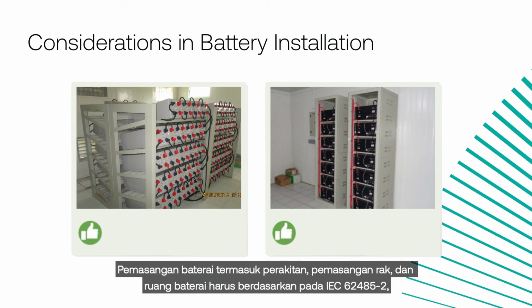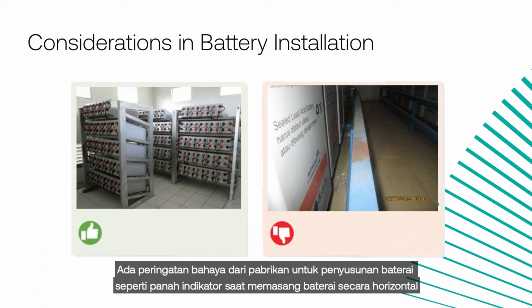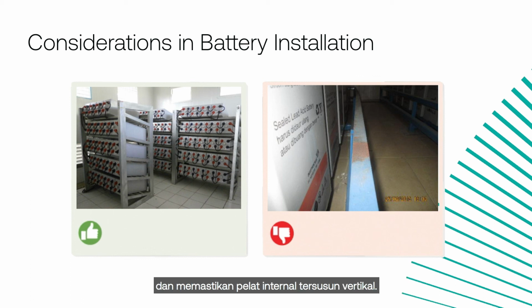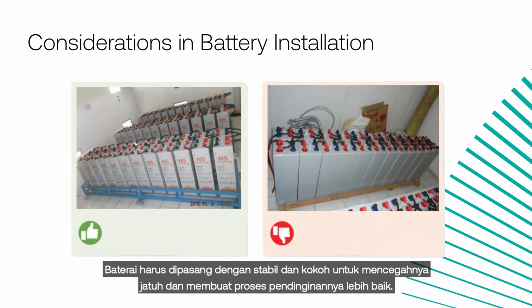Battery installation including assembly, rack mount, and battery space requirements must be based on IEC 62485-2, safety requirements for secondary batteries and battery installation. There needs to be a special warning sign from the manufacturer for battery arrangement, such as arrow indicators when installing the battery horizontally and ensuring that the internal plates are arranged vertically. The battery must be installed in a stable and sturdy rack to prevent it from falling and for better cooling.